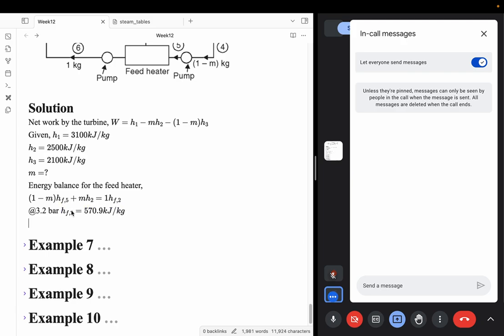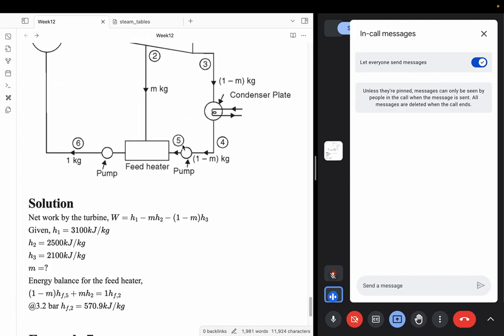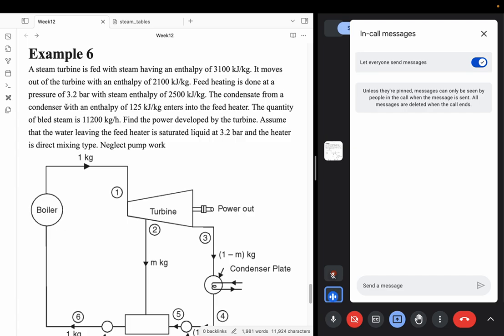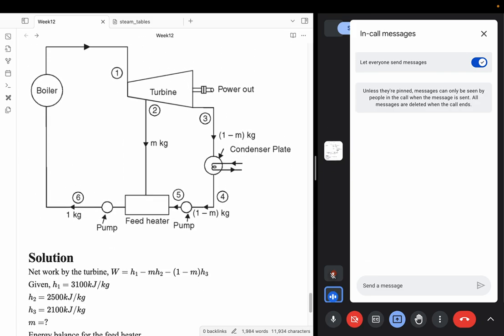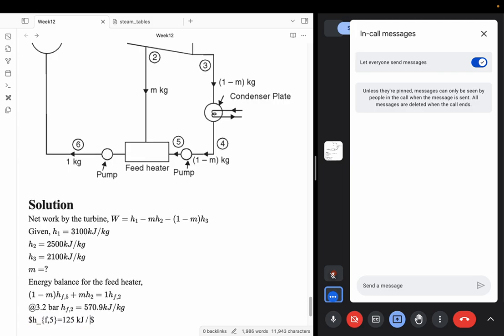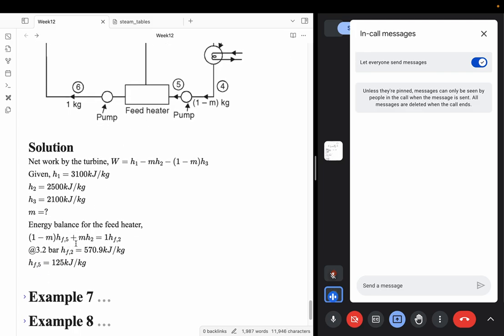And once I have hf2, do I know the value of hf5? So hf5 is the output of your condenser. It says that the condensate from the condenser is at an enthalpy of so and so. So h5 is also given to me as 125. So I have hf5, I have hf2, I have h2 already. So I can solve this equation to get m. If you solve for m, that comes as 0.226.